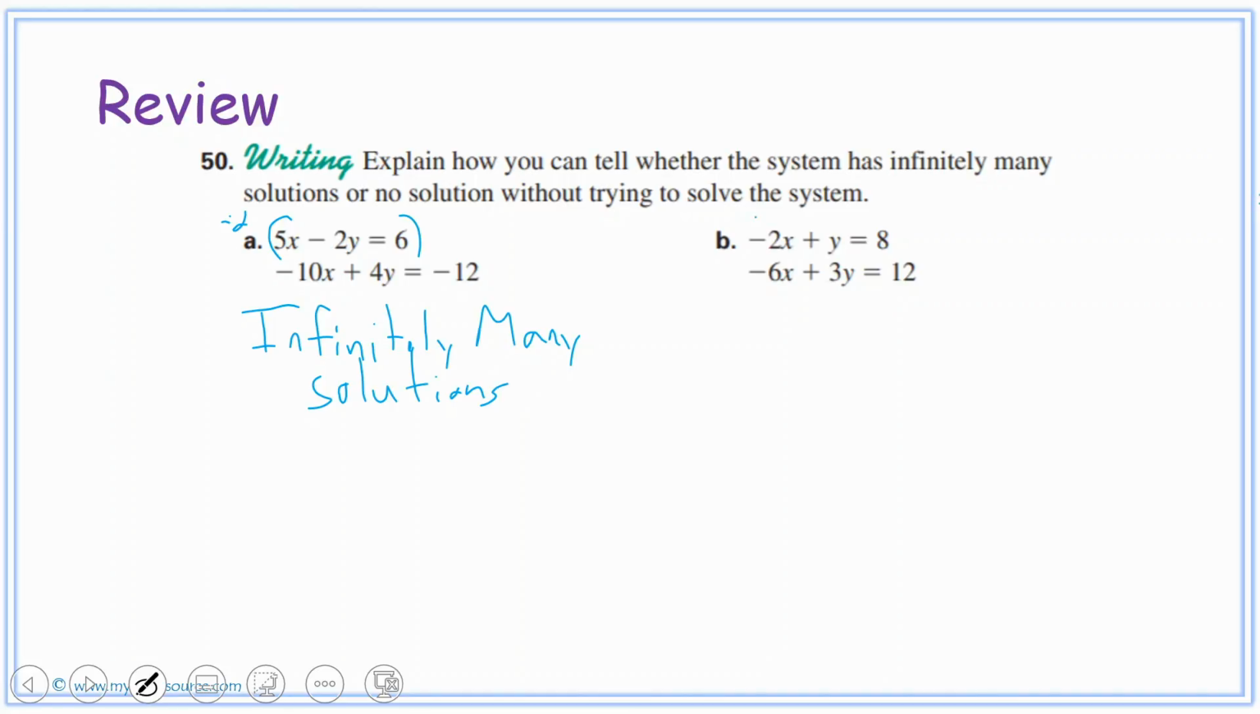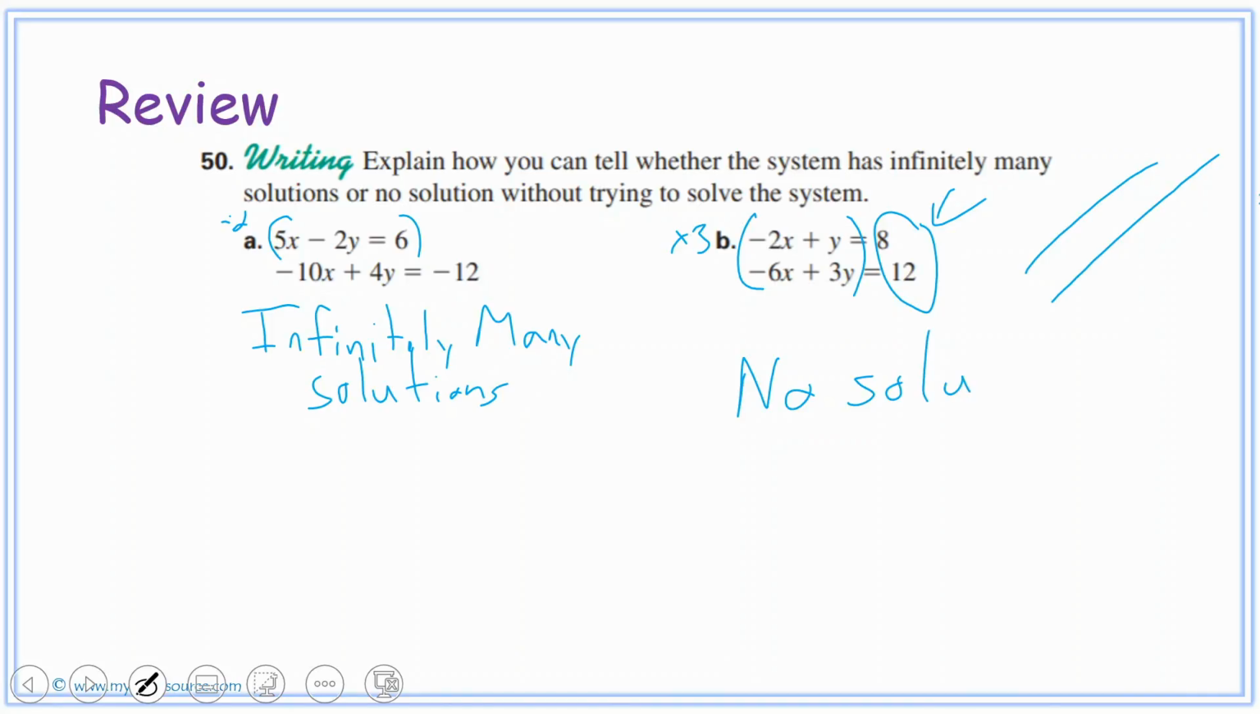But the way we can tell is that only these two are multiples of each other and not the 8 and the 12 in terms of direct multiples. So if I multiply this one by 3, negative 2 times 3 is negative 6, 3 times y is 3y, but 3 times 8 is not 12. And so that means when you work it out, these will represent your y-intercepts when you finally work it out in slope-intercept form. And so because they will have the same slope on this side where the x's and the y are, that means that we will have the same direction, the same slope, but since the intercepts are off, then they will be parallel, and that means there would be no solution as we saw before.